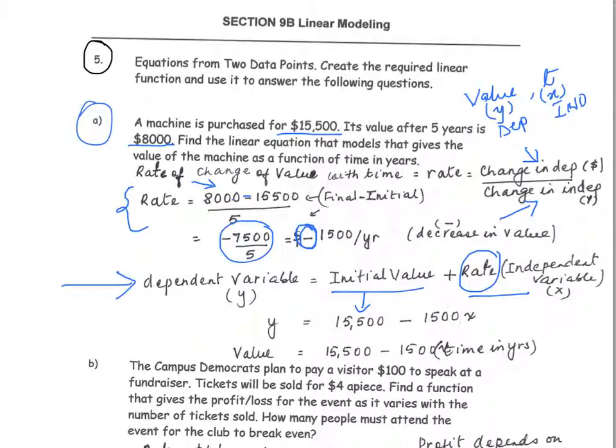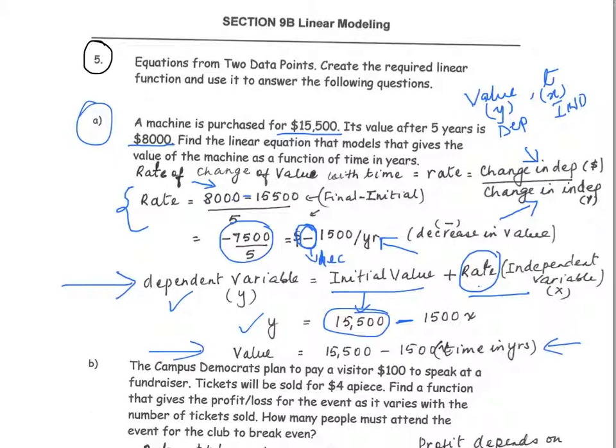So the value of the machine decreases at the rate of $1,500 per year. So I use the word decrease in the place of negative, and it's still correct. So this is the rate. The signs are very important to set up the right model. So now we have everything we need in order to set up the model. Dependent variable y is equal to the initial value, 15,500. The rate is negative, so that's negative $1,500 times x. So this is the model.